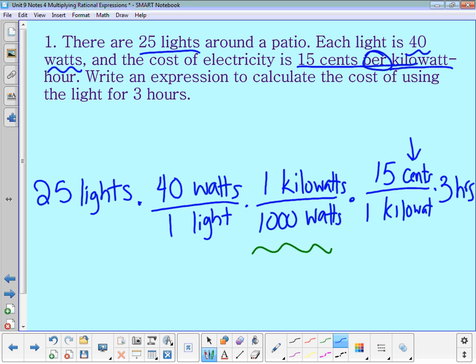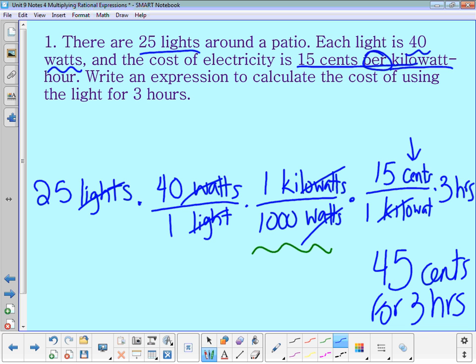So really, since I've gone through and changed all the labels, now all I have to do is calculate those numbers, multiply them all together, and make sure that my label is actually canceling out. So lights cancels out with lights. Watts, sorry, and kilowatts cancels out there. So now all I have to do is take 25 times 40, divide that by 1,000, and then multiply it by 15 cents times 3 hours. So when I do that, I get 45 cents for those 3 hours. Okay, so it's going to cost me 45 cents for the 3 hours.